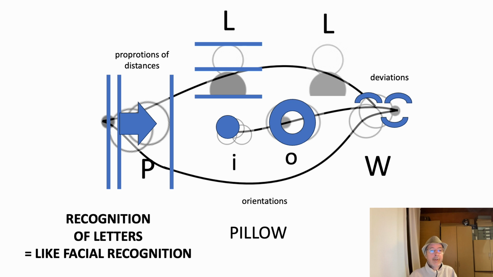But I will explain it a little bit better so that you can also make a distinction between the different types of letters. The P and the L are about the first category of letters. They will make different proportions of distances. P will make a larger distance, so it will really put something away. The L is more stable because it just says here are some differences. The I in the middle and the O are orientations, and the W is one of the deviations, the last category.